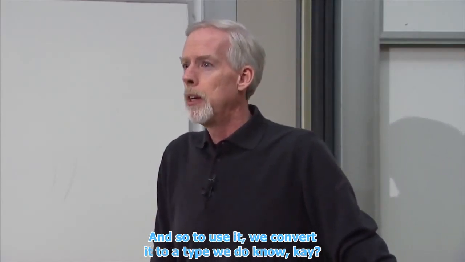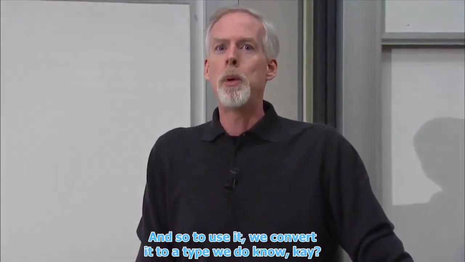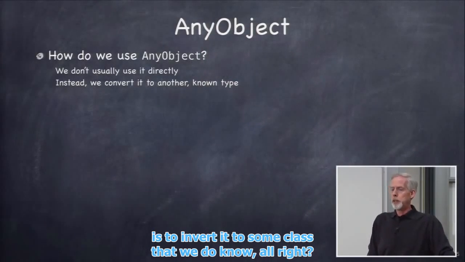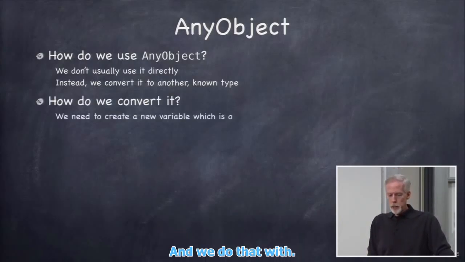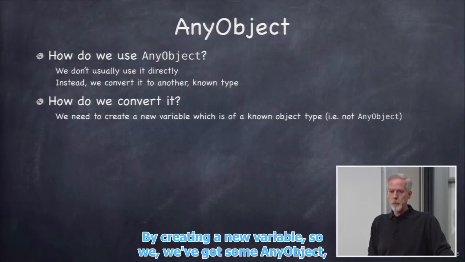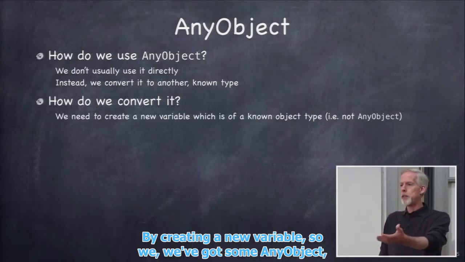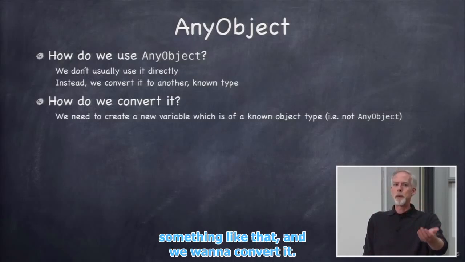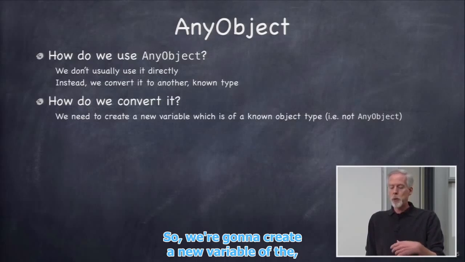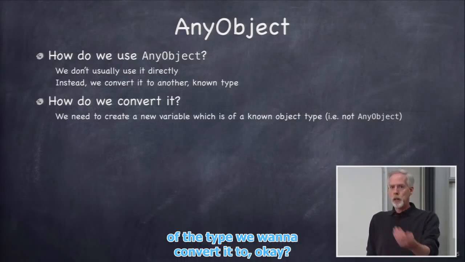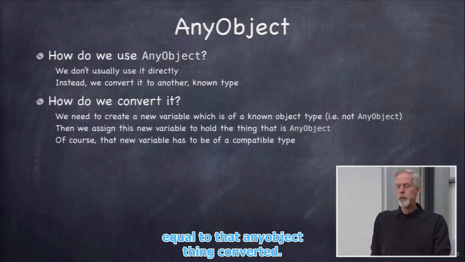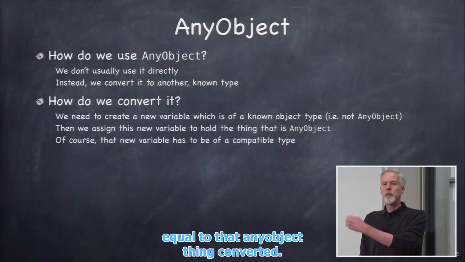And so to use it, we convert it to a type we do know. That's the only way we're really going to use any object, is to convert it to some class that we do know, right? And we do that by creating a new variable. So we've got some any object. It was an argument to a method, or it's a local variable, or something like that, and we want to convert it. So we're going to create a new variable of the type we want to convert it to. And we're going to assign this new variable to be equal to that any object thing converted.